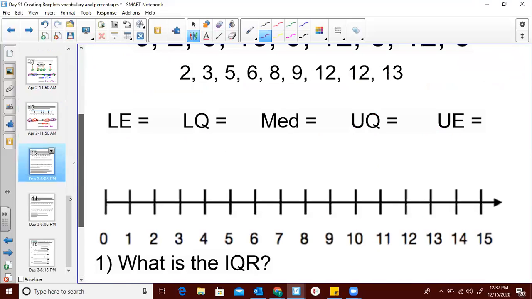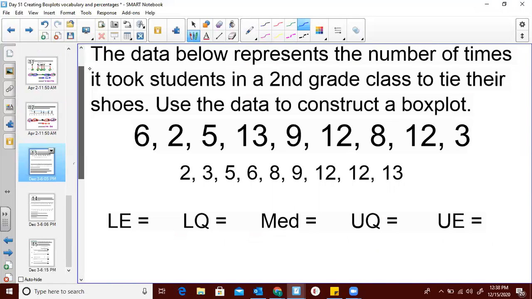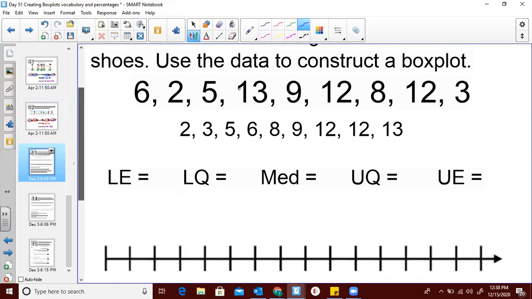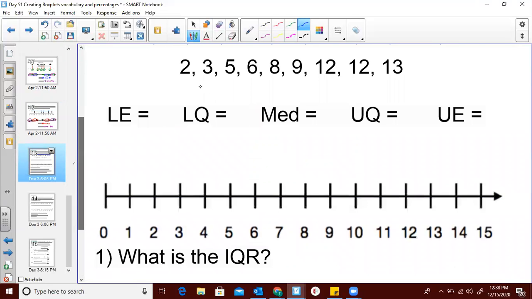All right, so then you'll have to draw these. So again, I put the numbers in order. What does this one say? It just gives it to us, and it says use the data to construct a box plot. Well, I put the numbers in order. So we know that our lower extreme is 2. I'm going to go ahead and put a dot right above the 2. We know that our upper extreme is 13. I'm going to put a dot right at the 13.